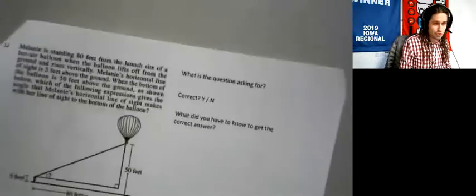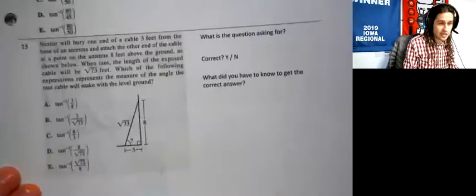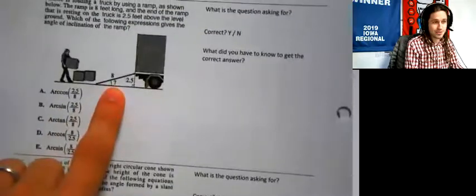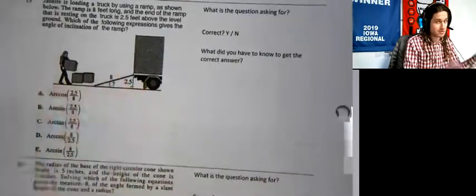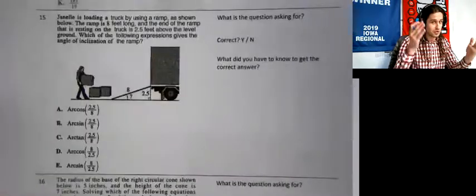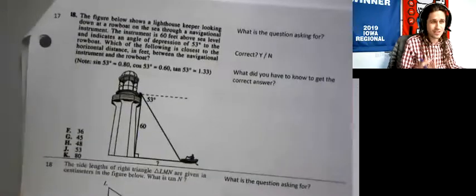It's a balloon with the right triangle. Great. There's an antenna off the ground. Boy, that sounds exciting. We've got a guy loading up his truck. Great. It's a right triangle. You see an angle, the opposite side and the hypotenuse. SOHCAHTOA. Great. Oh, we got a cone, but it's just a triangle in it. Got a lighthouse. I don't need to keep doing these.